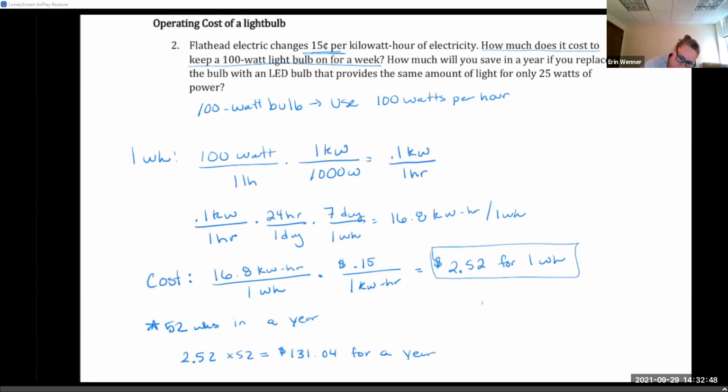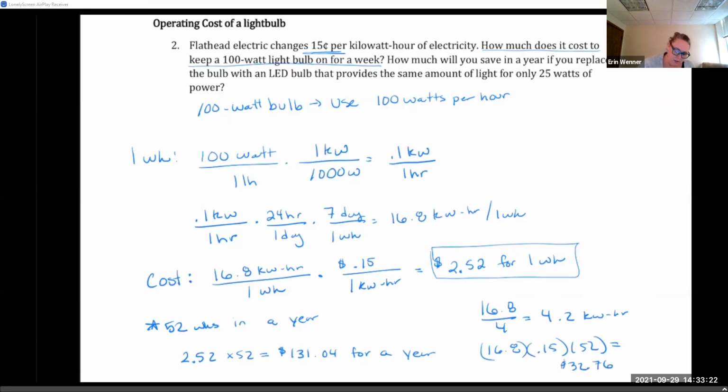So 16.8 divided by 4 is going to give us 4.2 kilowatt hours. And if I multiply that by 0.15 times 52, it's only going to cost us $32.76 for the year.